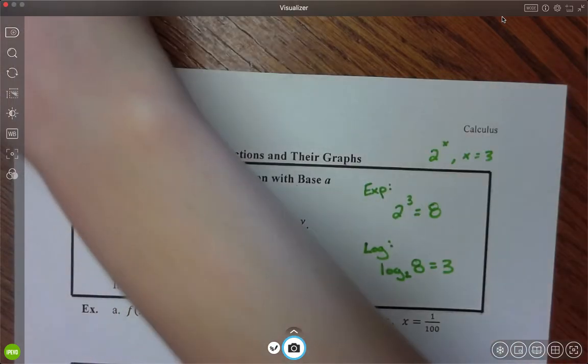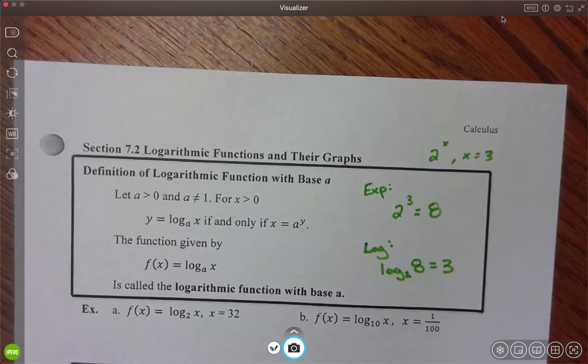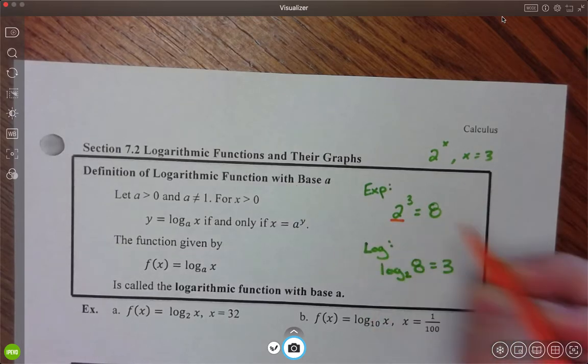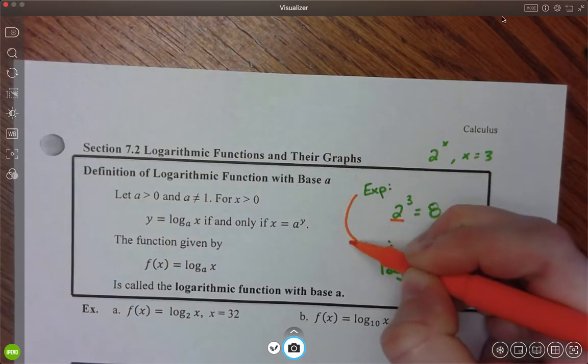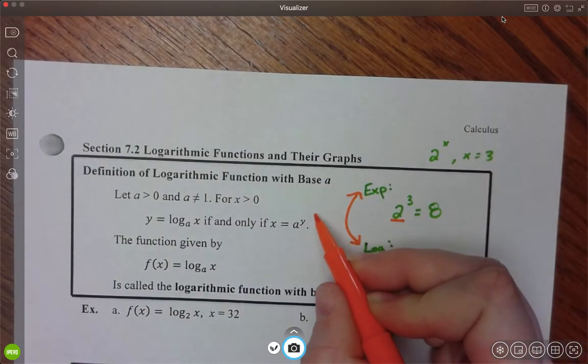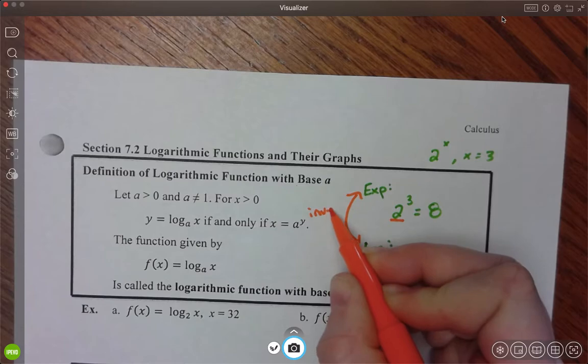Okay. So first number stays in the same spot. Second two numbers switch with each other. Since this is the base of the exponential function, this will be the base of the log. Now the relationship between logs and exponential functions is that they are inverses of each other.